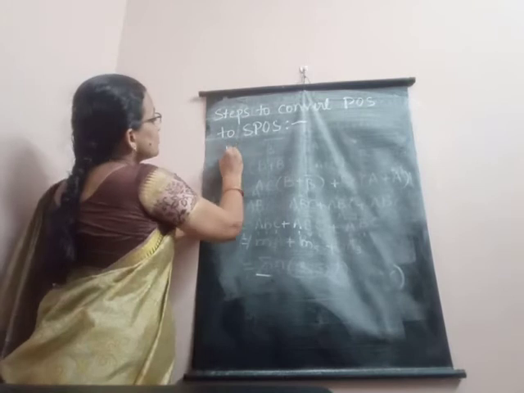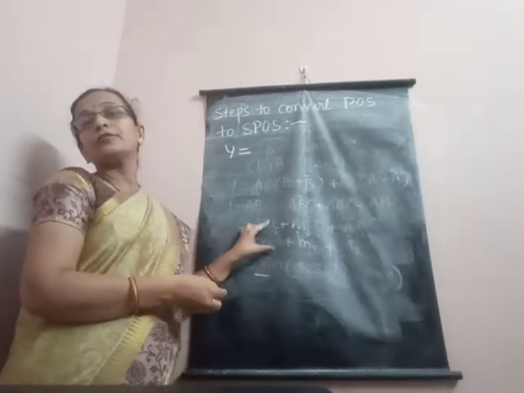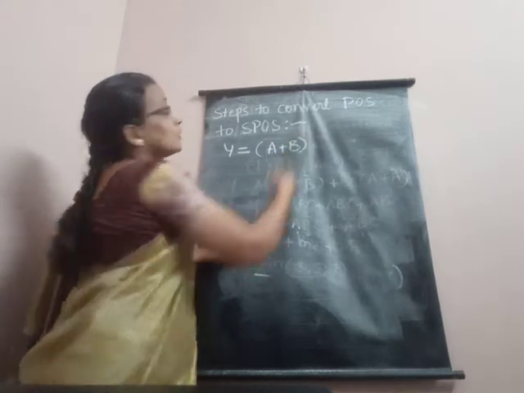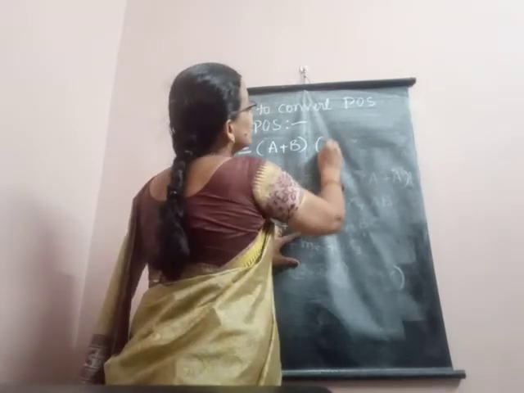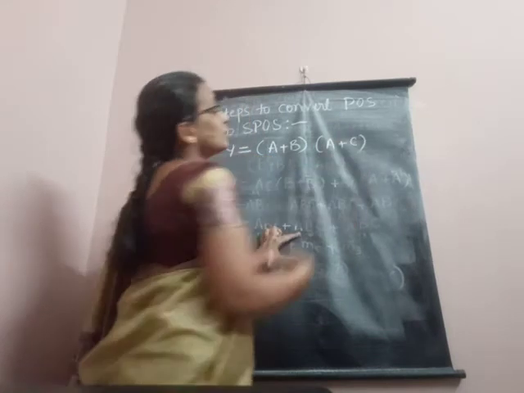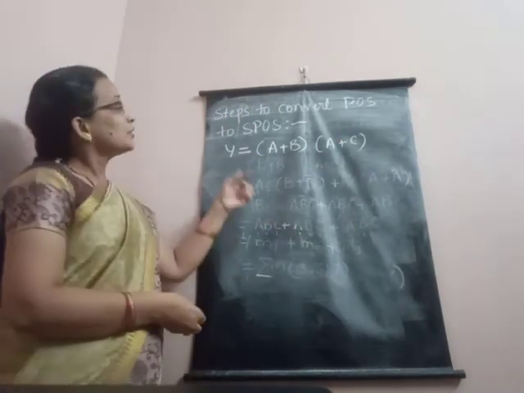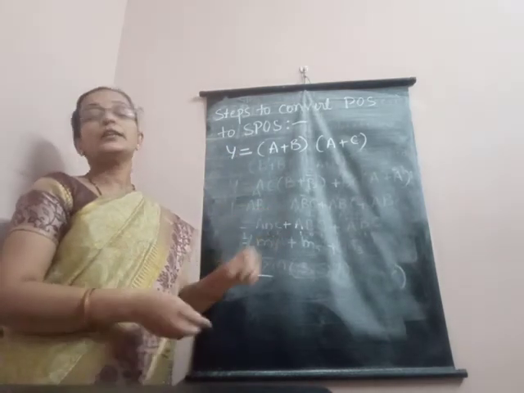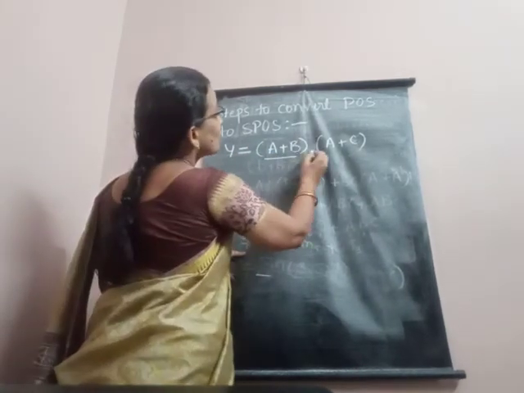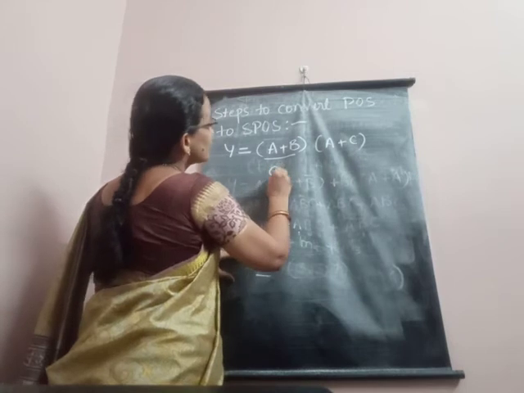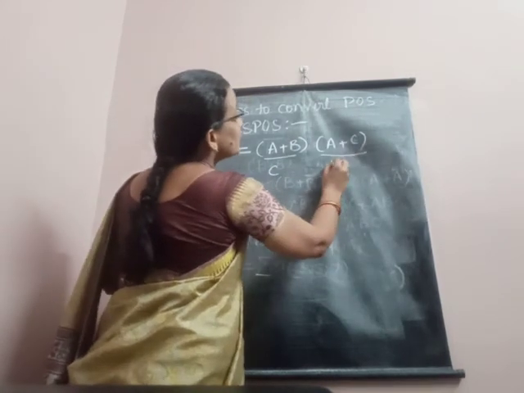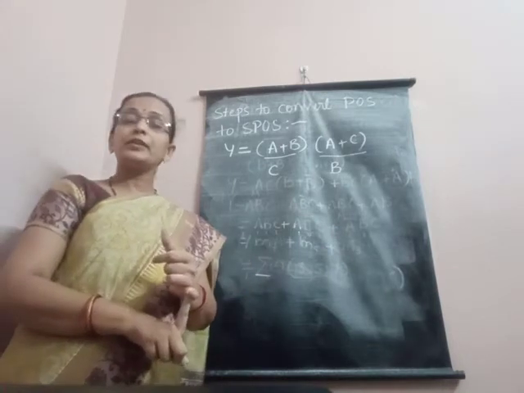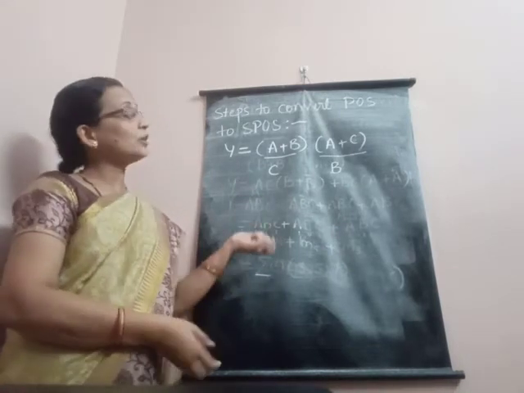So first we will take one example, that is y is equal to (a plus b) into (a plus c). This is one expression. Okay, in the first step we have to identify the missing variable in each OR term. So this is one OR term, here missing variable is c. In the second term missing variable is b. So first step is over, that is identifying the missing variable in each OR term.